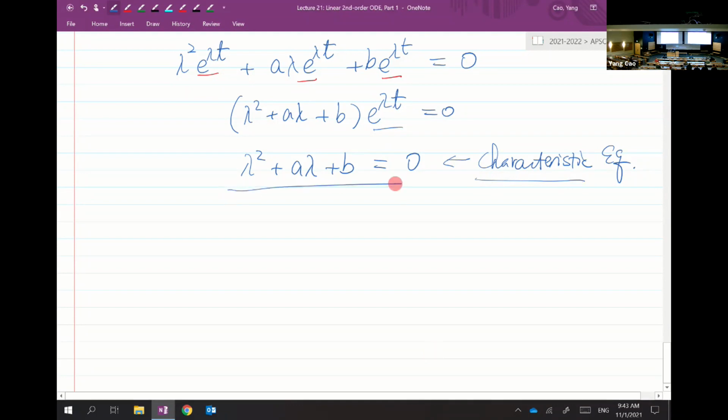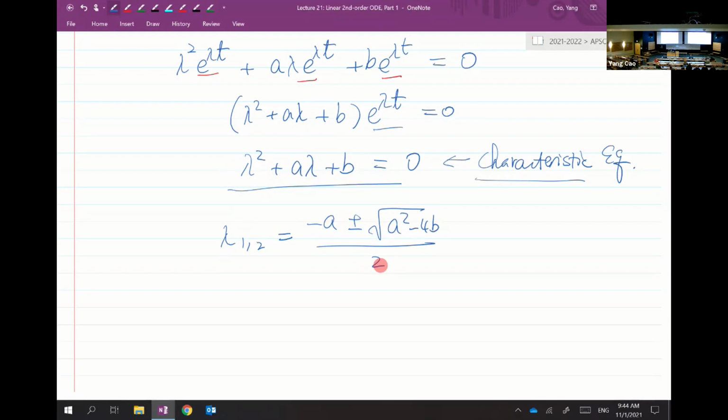So if you're required to solve this quadratic function, and I think you have all learned this in high school, this is basically a quadratic function. The coefficient here is 1, the coefficient here is a, and there's b here. So you get negative a plus minus the square root of a squared minus 4b, divided by 2. You've got two solutions here. We're aiming for one solution, but now we end up with actually two solutions, right?